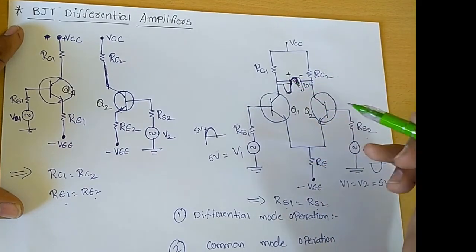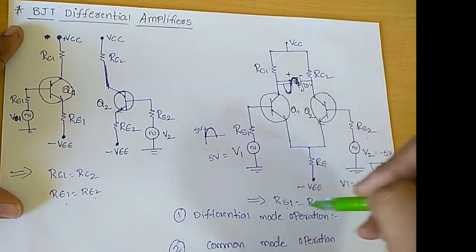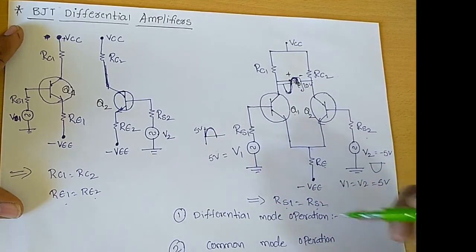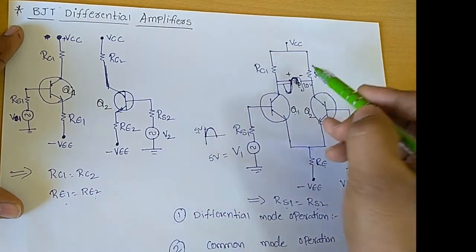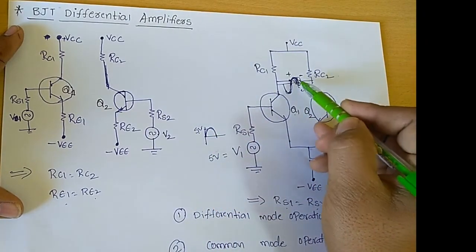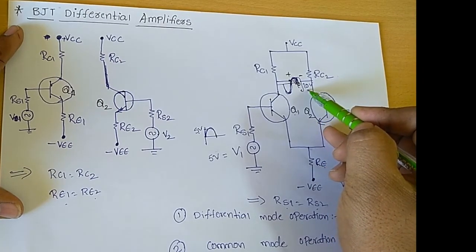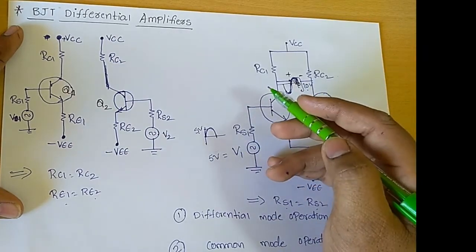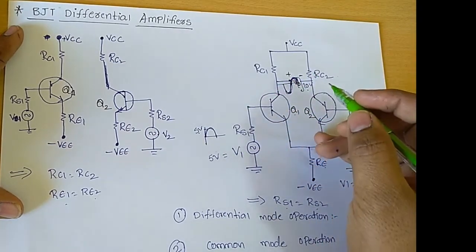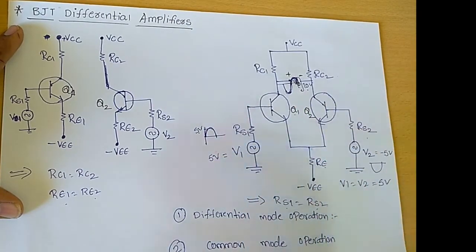In this way the differential amplifier operates in the differential mode condition. For example, here we give the input equal to 5 volts, but the output equals how much? The peak to peak voltage equals 10 volts. In this way the differential amplifier amplifies the input signal, and we always maintain that both the input voltages are different.